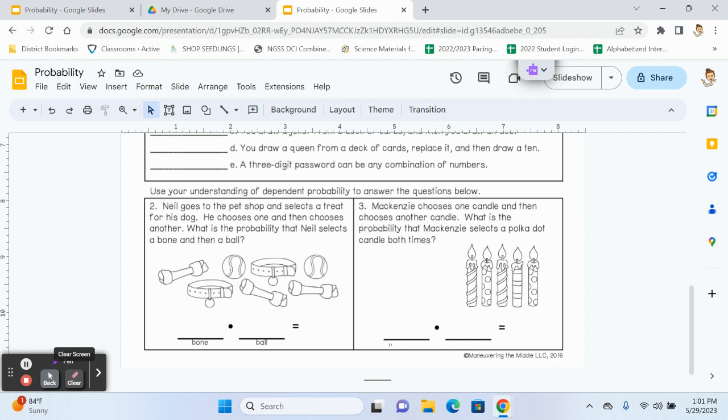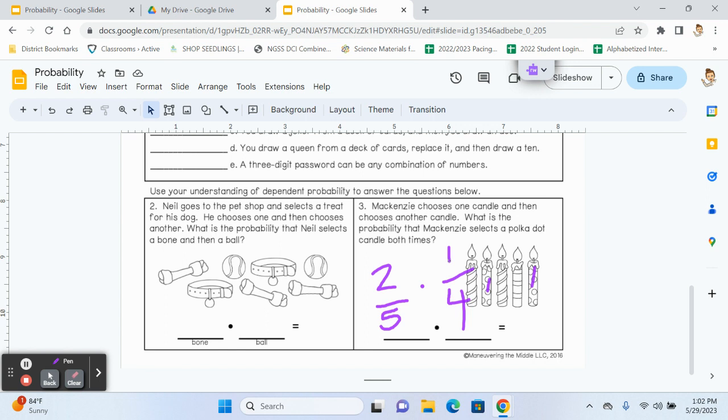All right. So I have 5 candles in total, so I'm going to start with my 5 here. And I want to know polka dot. 1 polka dot, 2 polka dots. So we've got a 2 out of 5 chance. So 1 is taken away. We're not replacing it, so I'm left with 4 on the bottom. If I took a polka dotted one out on the first trial, I only have 1 polka dotted one left. So I can only choose 1 there.